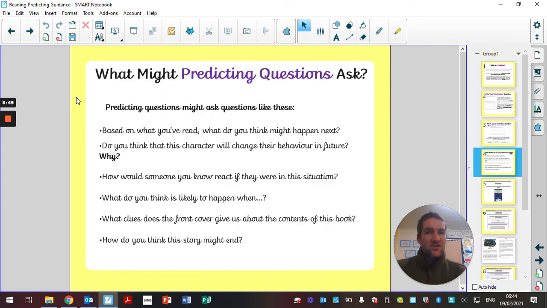What might predicting questions ask? They could ask questions like this. Based on what you've read, what do you think might happen next? Do you think that this character will change their behaviour in future? Why? How would someone you know react if they were in this situation? What do you think is likely to happen and when? What clues does the front cover give us about the contents of this book? So that's about looking at the cover for clues as to maybe what the book is about. And how do you think this story might end?